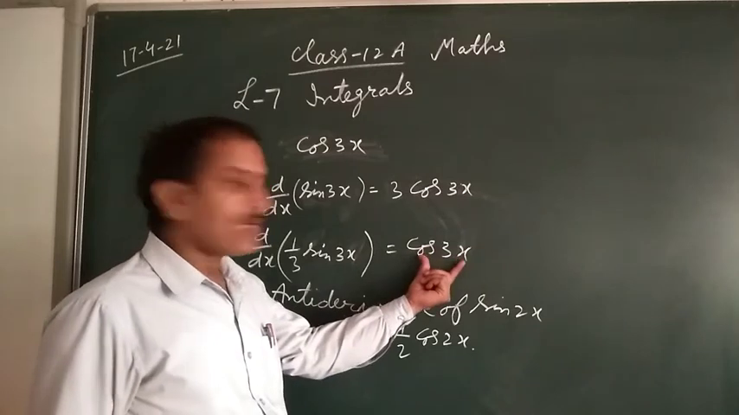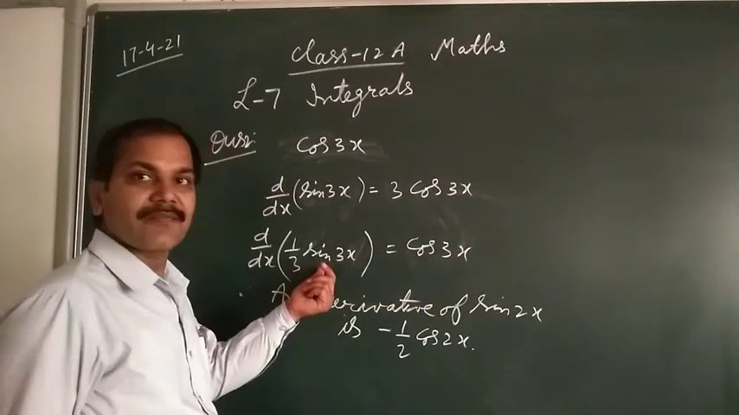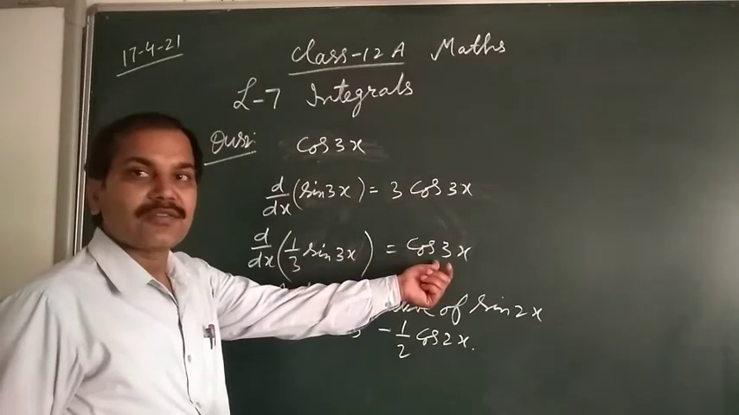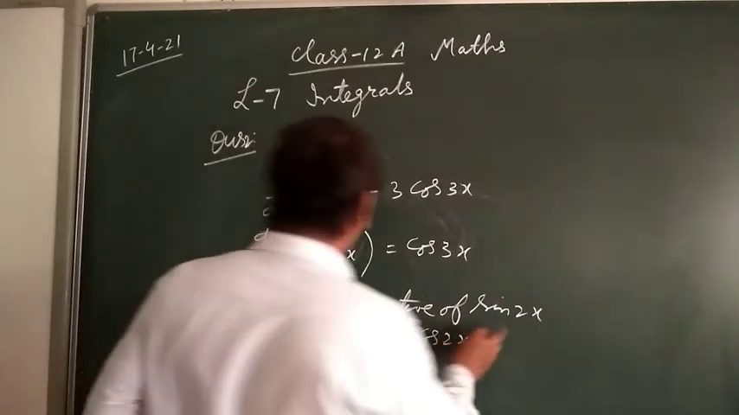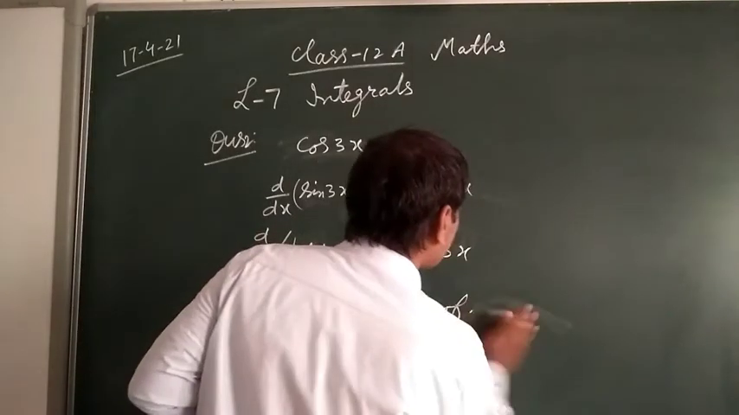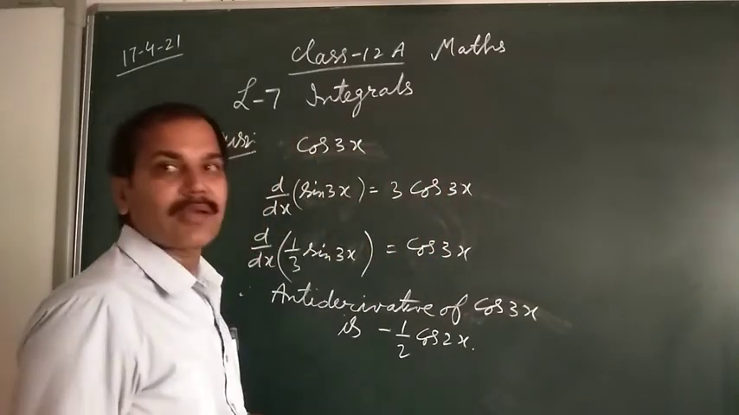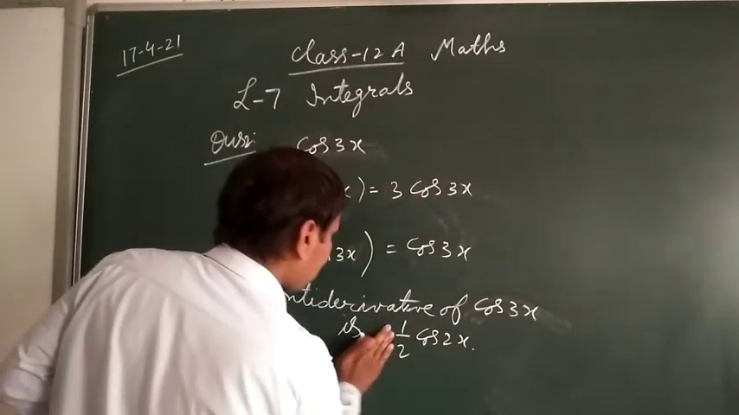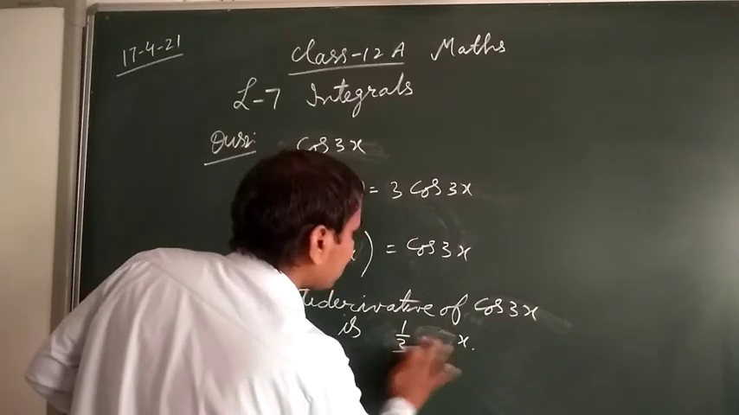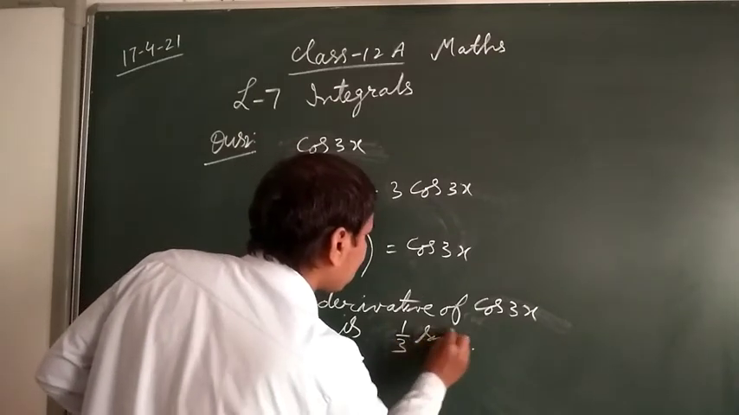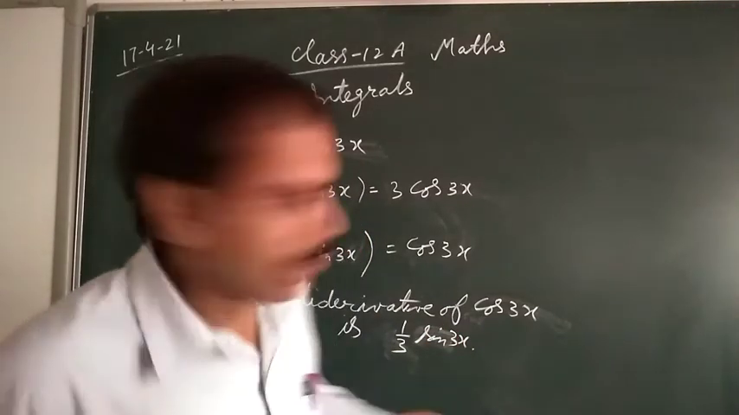The antiderivative is the function whose differentiation is equal to the given function, so the integration of cos 3x will be this. So here write: the antiderivative of cos 3x is 1 by 3 sin 3x. Clear? Then question number 3 and 4, you see.